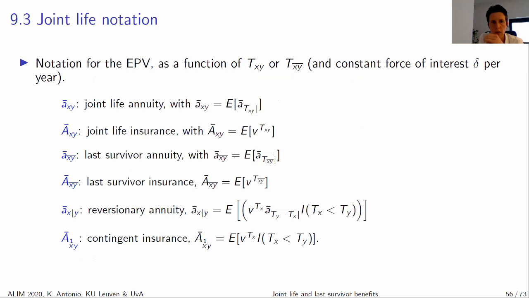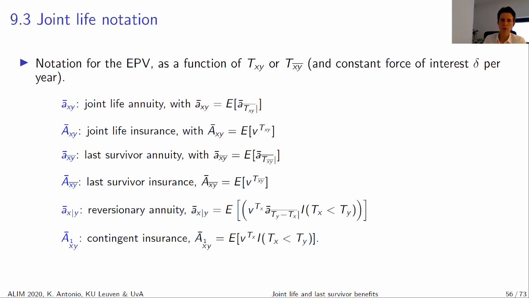So here you see again an illustration of possible products that you could be interested in. This is a non-exhaustive list, but let's look at a few of them. So if I do A bar XY, it means I look at an annuity. It's in continuous time, and it's going to pay as long as the joint life status is active. Yeah? So this annuity would pay until the first death.